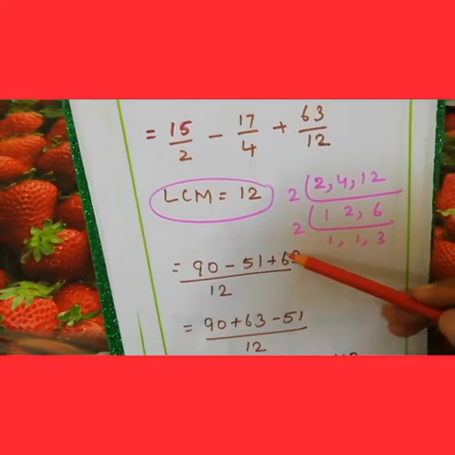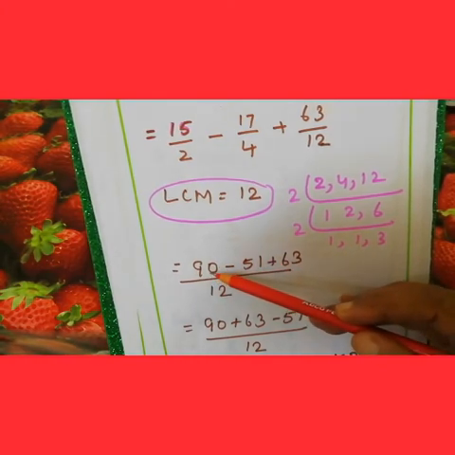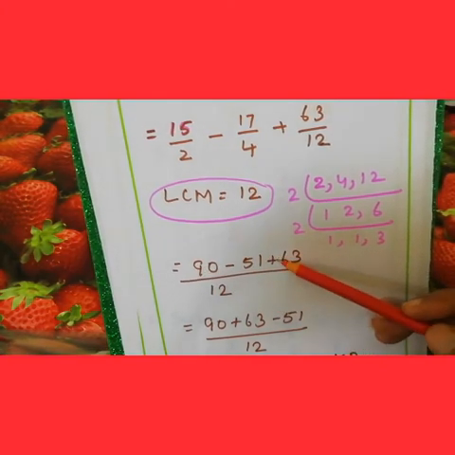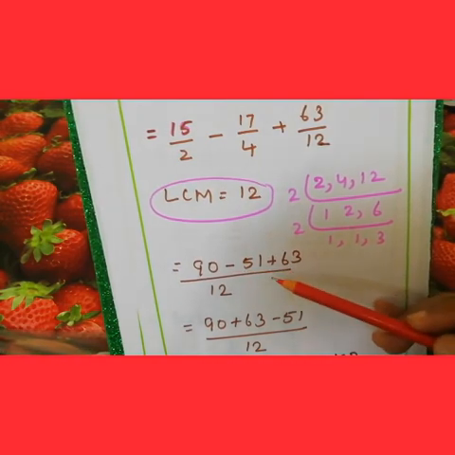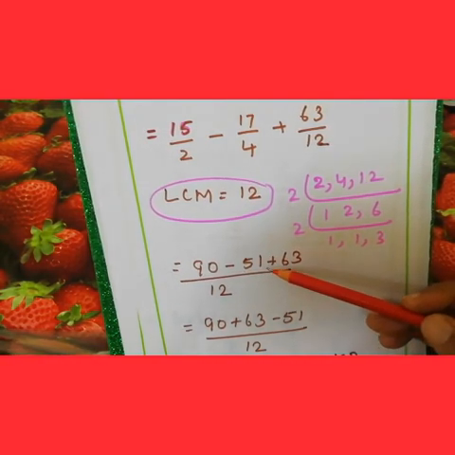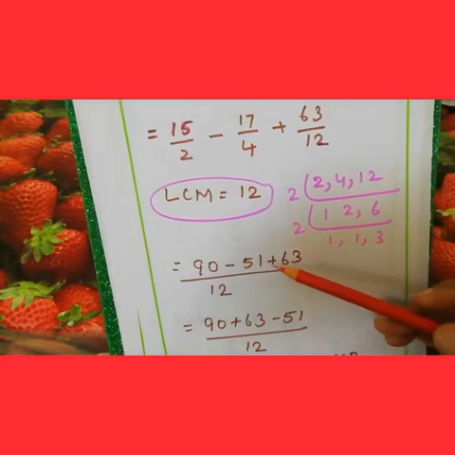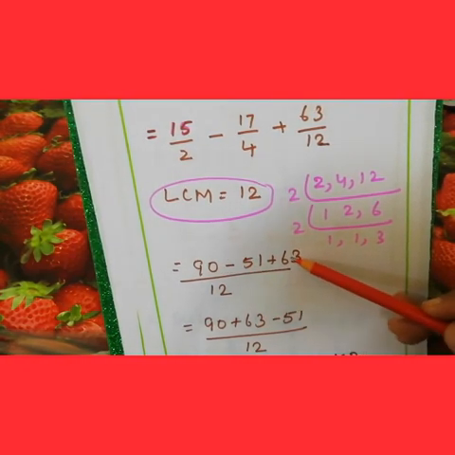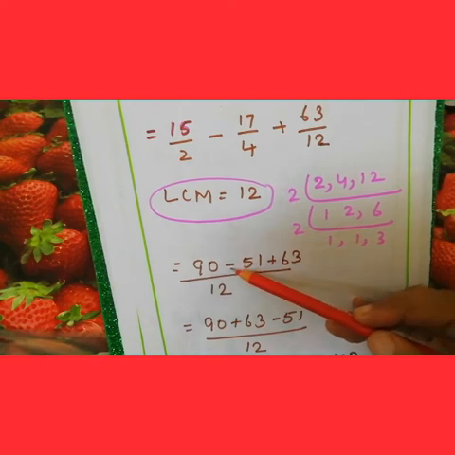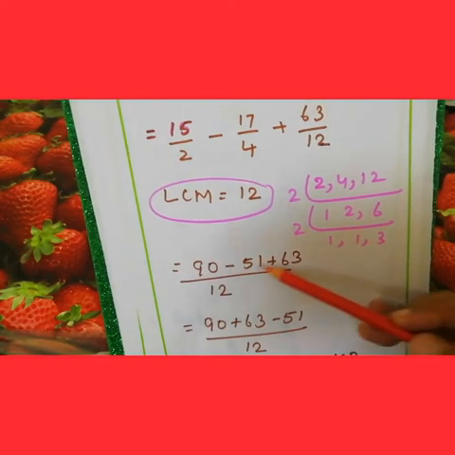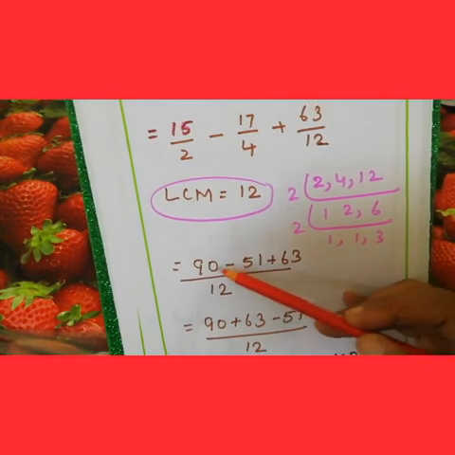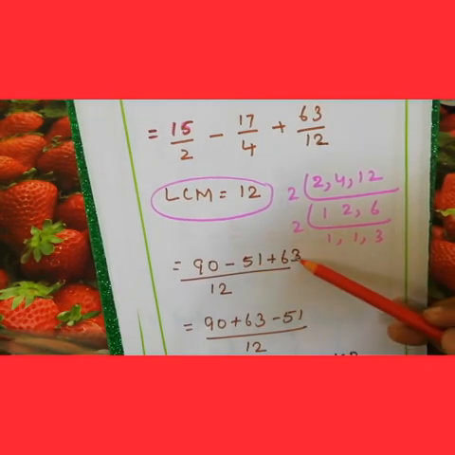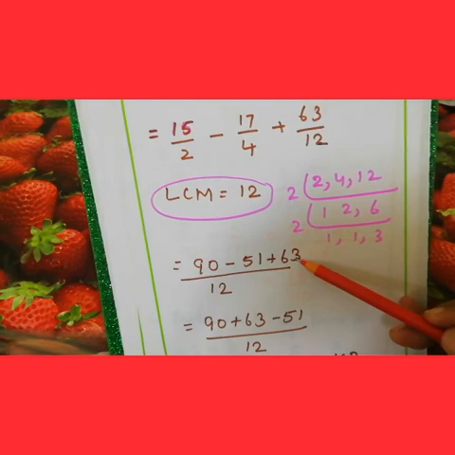So in this case, you can directly subtract from left to right, because addition and subtraction are the only two operations here. If multiplication and division are also there, you cannot start from left to right. But in this case, because addition and subtraction are the only operations, you can start from left to right. So 90 minus 51 plus 63, you will get the answer in the numerator.